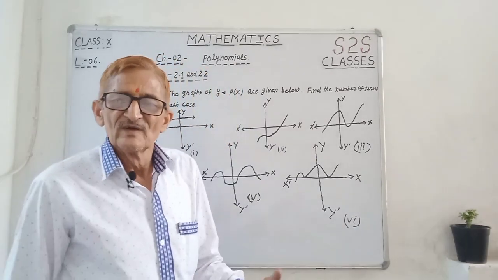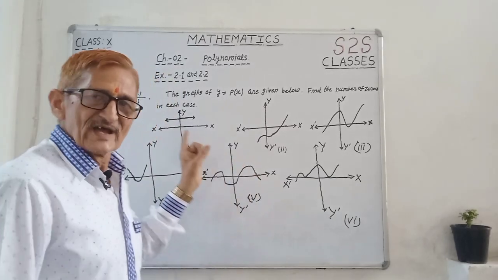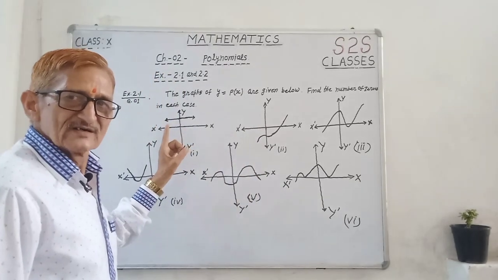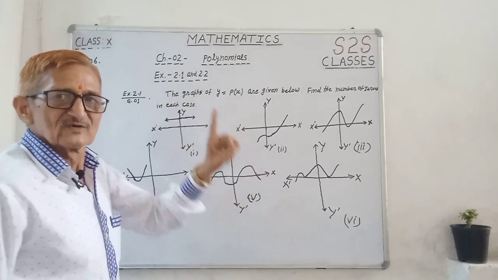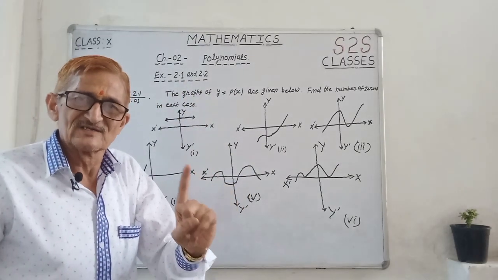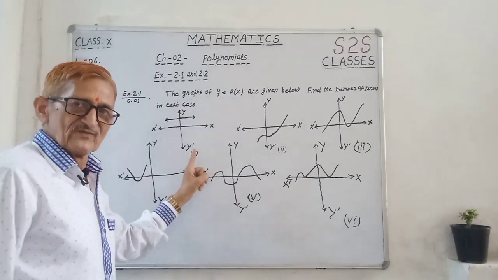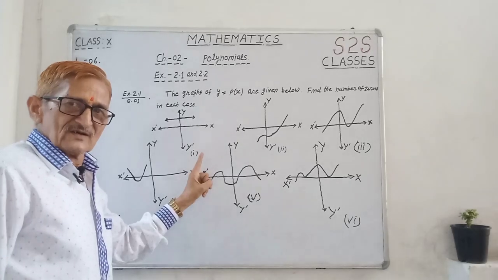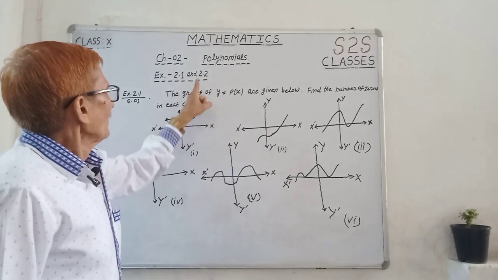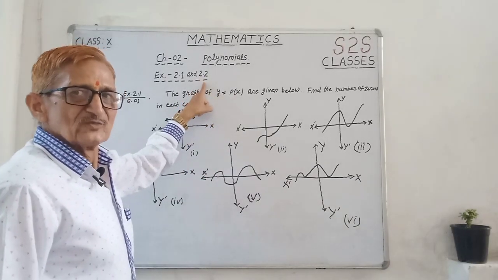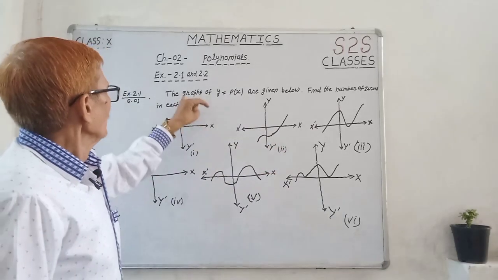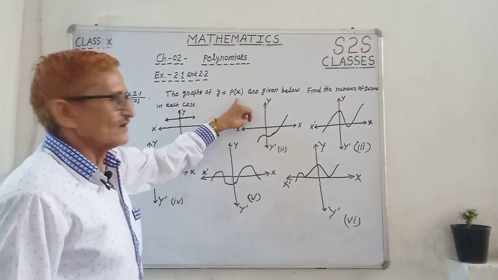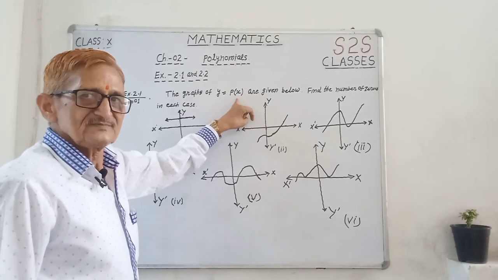So now in exercise today, exercise 2.1 starts today. Only one question is there in NCERT CBSE syllabus, this graph one. After that exercise 2.2 will be there. Okay, now the graph of y is equal to p(x).